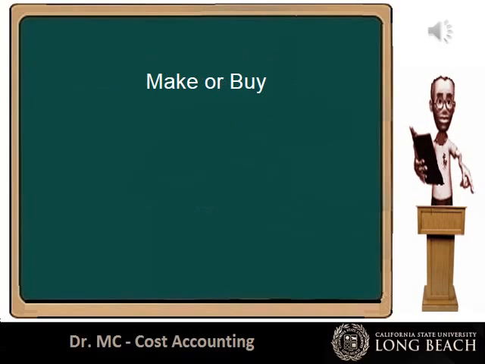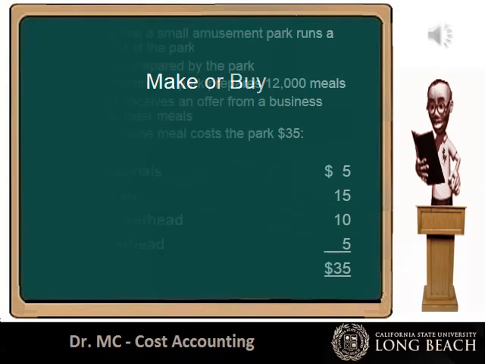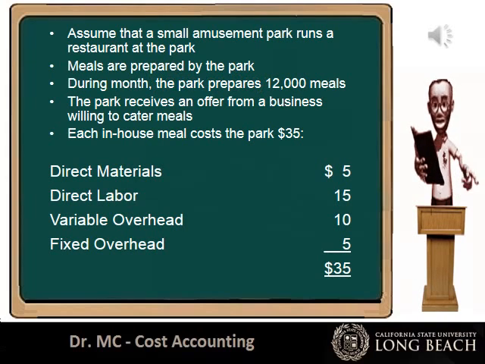We will now discuss problems where you are asked whether you should make a product or buy it from someone else. Assume that an amusement park has a small restaurant. The restaurant serves 12,000 meals, and it costs the park $35 to prepare one meal. The cost of the meal is shown in the table.